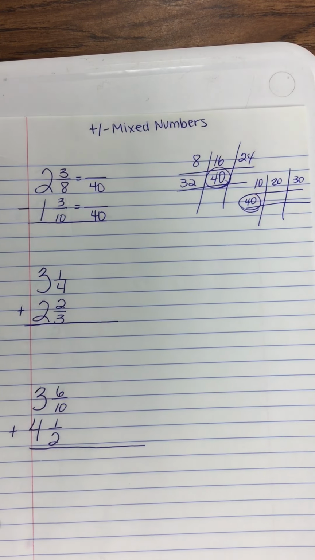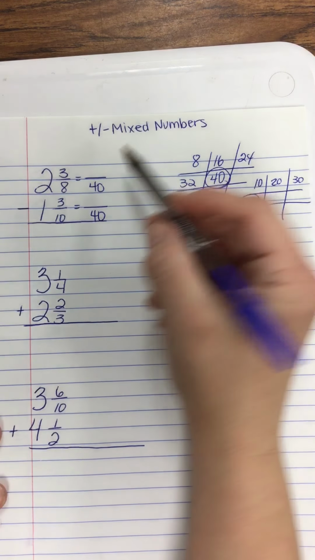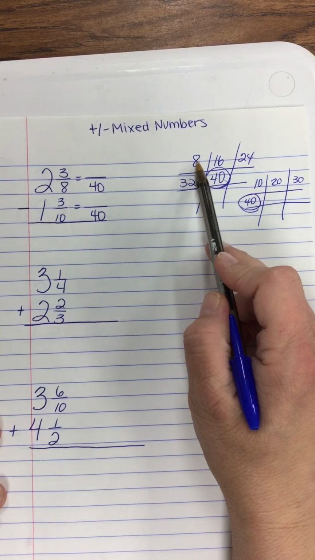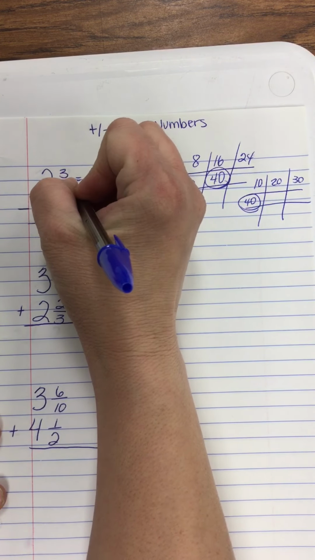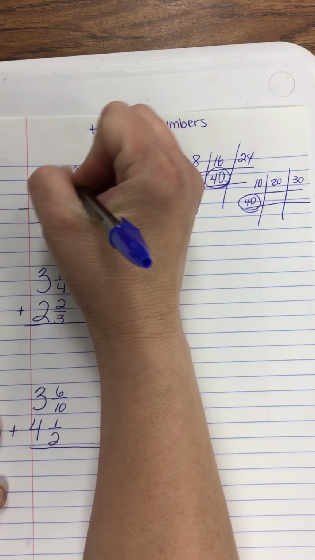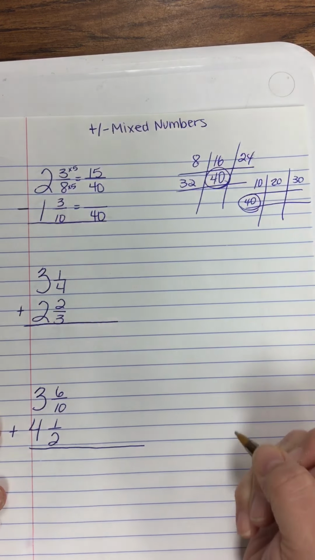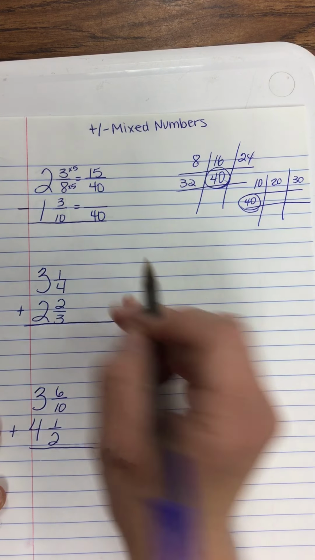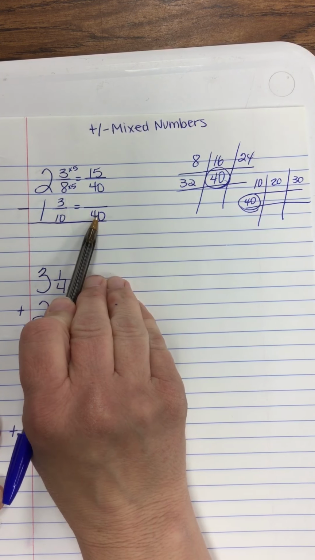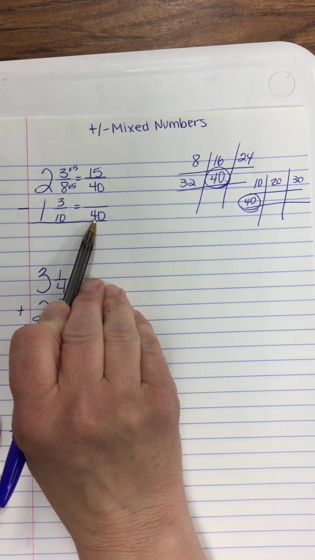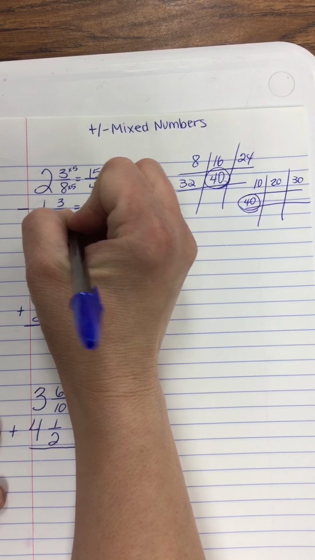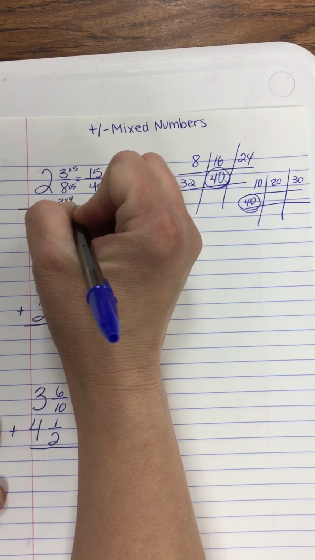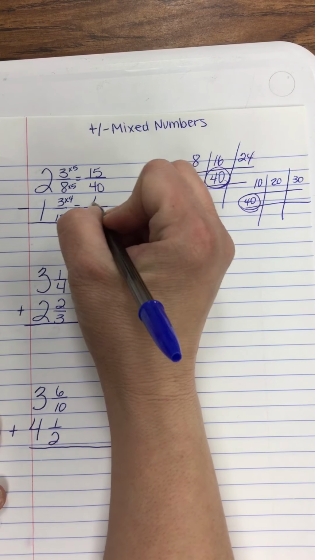Okay, so 3/8 is equal to something over 40. 8 equals 40 when I multiply it times 1, 2, 3, 4, 5. So I'm going to multiply times 5 and times 5. 3 times 5 is 15. Okay, 3/10 equals something over 40. I know 10 is equal to 40 when I multiply it by 4, so times 4 on the numerator. 3 times 4 is 12.